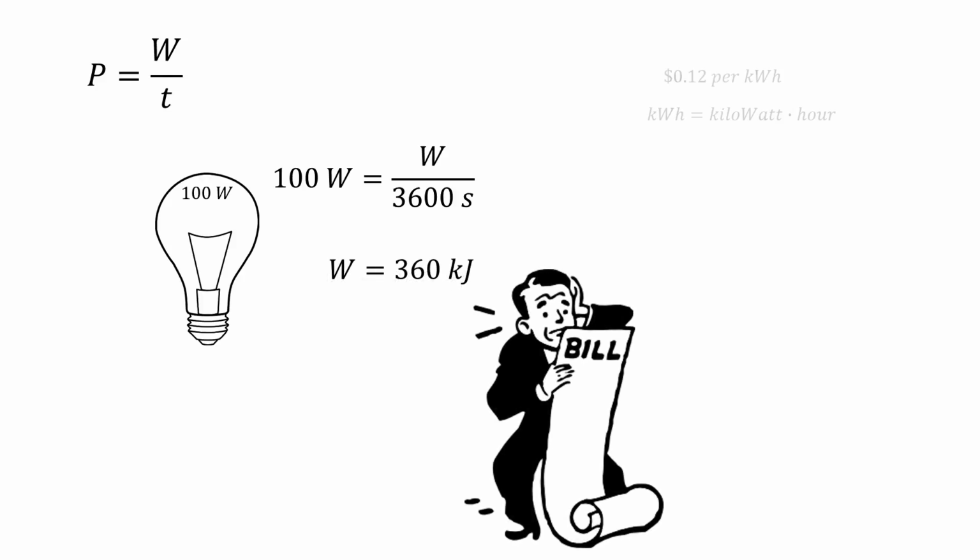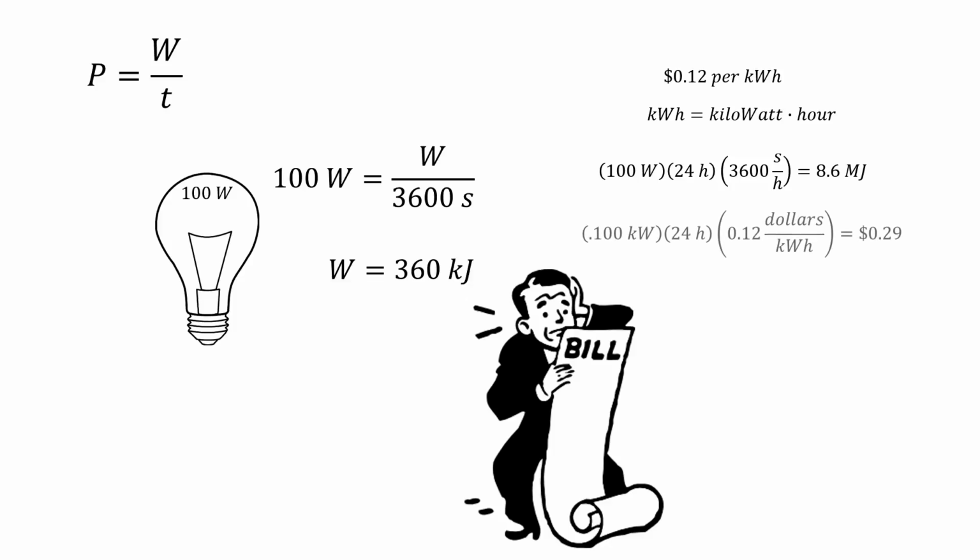If you've ever read an electricity bill, however, you'll know that you are not charged by units of watts, but by units of kilowatt hours. A common rate might be 12 cents per kilowatt hour. A kilowatt hour is a unit of power multiplied by a unit of time, meaning a kilowatt hour is better thought of as a unit of work than of power. If you leave your 100 watt light bulb on all day, it'll perform 8.6 megajoules of work, which at a rate of 12 cents per kilowatt hour would cost you about 29 cents.